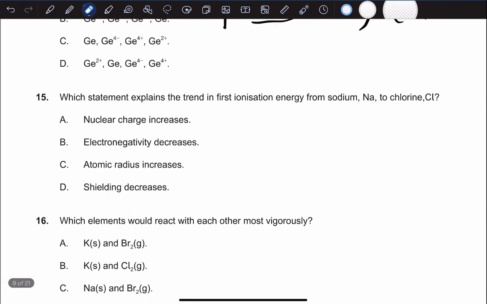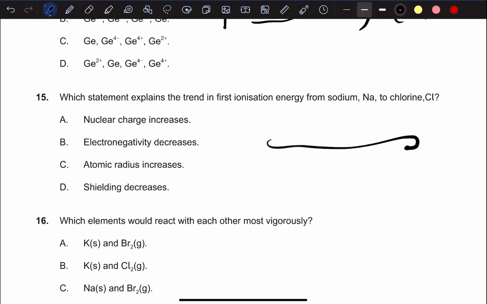Which statement explains the trend in first ionization energy from sodium to chlorine? Well, sodium to chlorine, we should know that's across the period. We're going this way horizontally. And what do we know about going horizontally? We should know that as you go across the period, the nuclear charge increases.